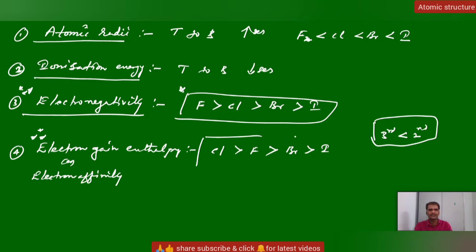For the 16th group and 17th group elements, these electron gain enthalpy values are very important. Even though fluorine has more electronegativity, it has less electron gain enthalpy. Fluorine is the highest electronegativity element in the periodic table, but to gain an electron, after gaining it, it should release energy, and that energy is less in the case of fluorine compared to chlorine.